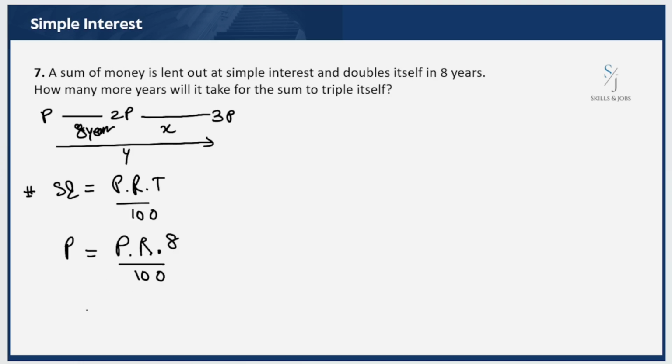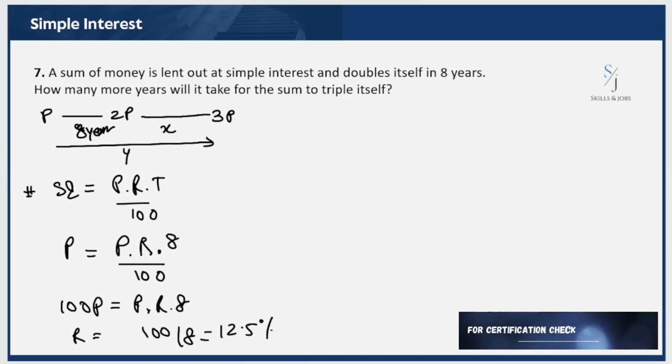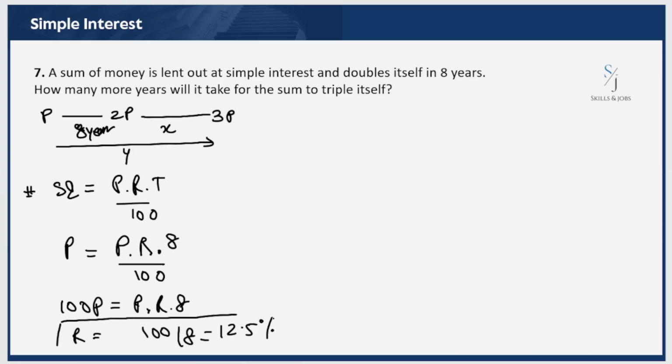So from here what we can find out, 100 P is equal to P into R into 8. So R is equal to 100 by 8. That will come around 12.5 percent. So from this equation, we are able to get the value of R.